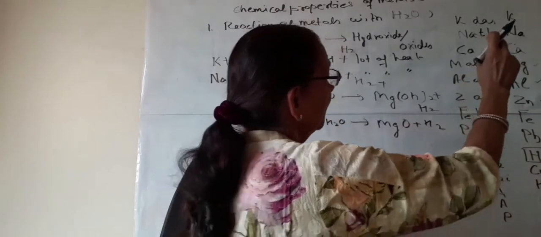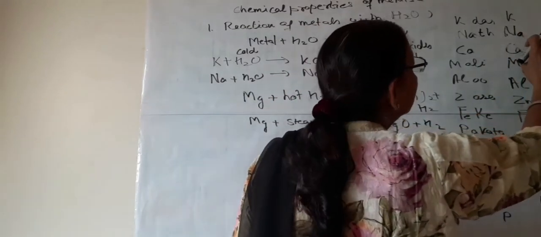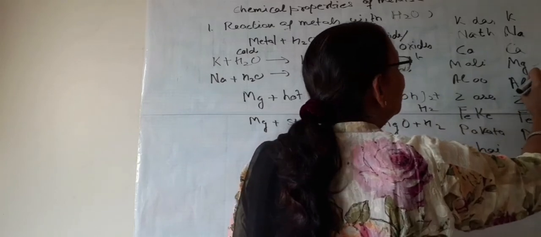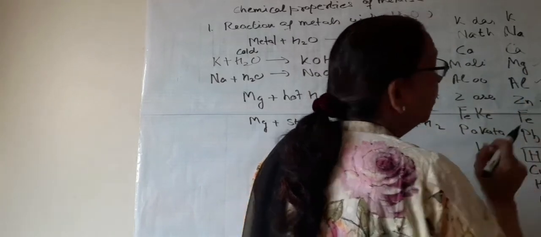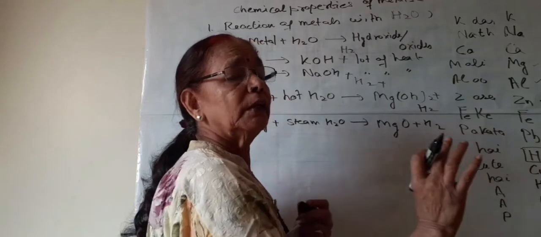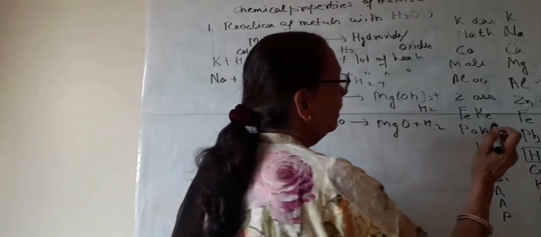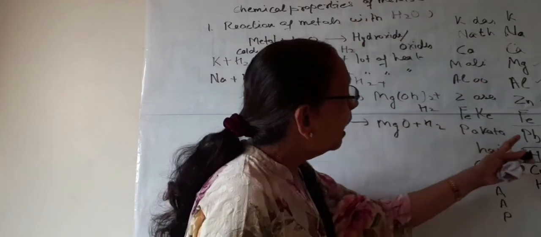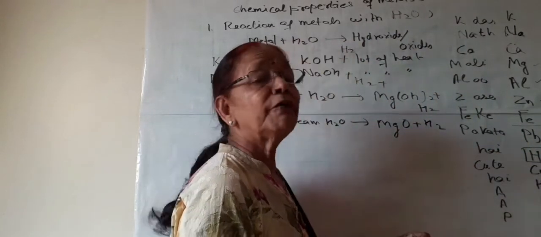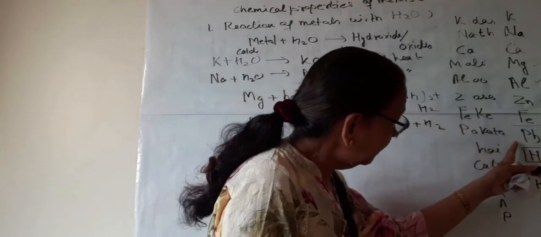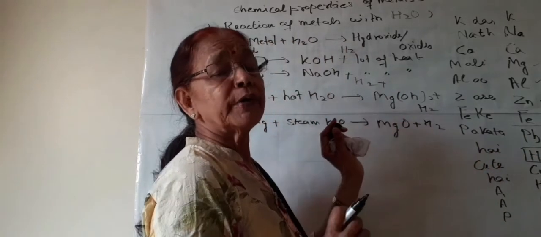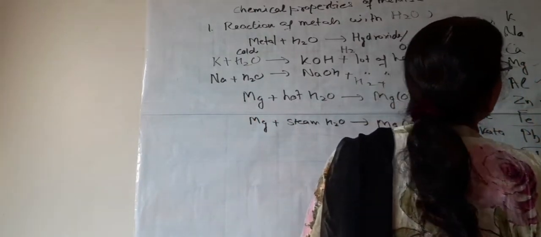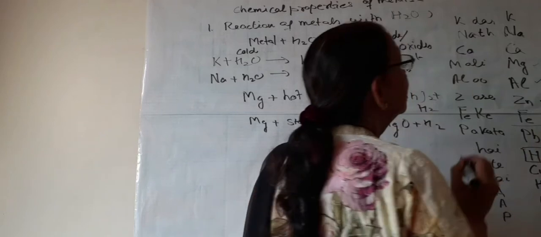So these two are very vigorous and form hydroxide. This also forms hydroxide, and these form only oxides. And up to here only the reaction with water takes place. After lead, no reaction with water takes place. Lead and all these do not react with water. This aluminium, zinc and iron react in steam form.